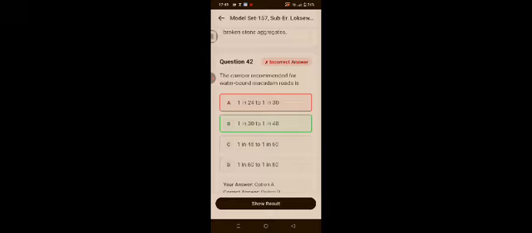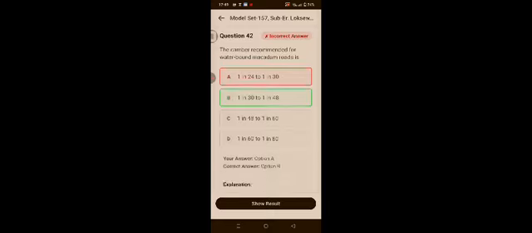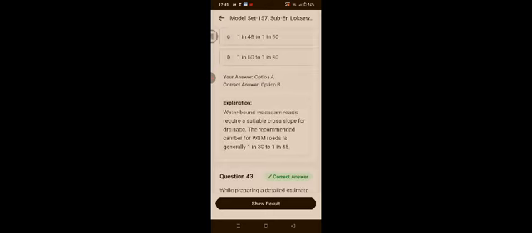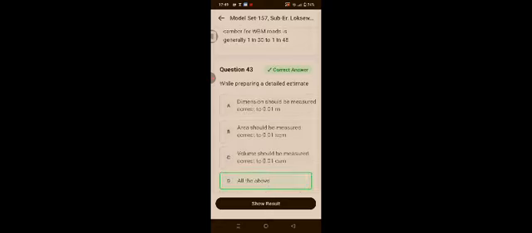The camber recommended for the water-bound macadam road is 1:30 to 1:48. The water-bound macadam road requires a suitable cross slope for drainage. The recommended camber for a WBM road is generally 1:30 to 1:48.